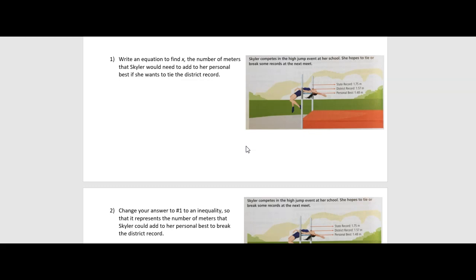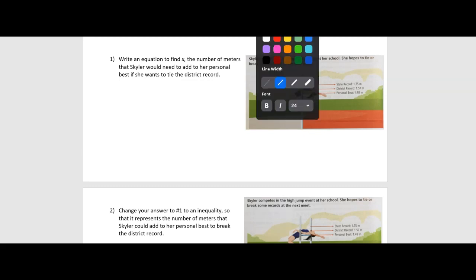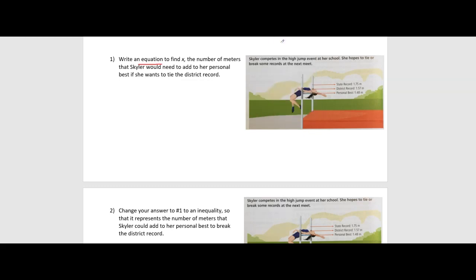So we need to write an equation. Again, we're starting off with an equation. We'll get to inequalities. That we need to write an equation that shows us how many meters Skylar would need to add. So there's a hint, add to her personal best. So 1.48 plus x, because x represents the number of meters she needs to add, to tie the district record. So she needs to tie or equal the district record, which is 1.57 meters.